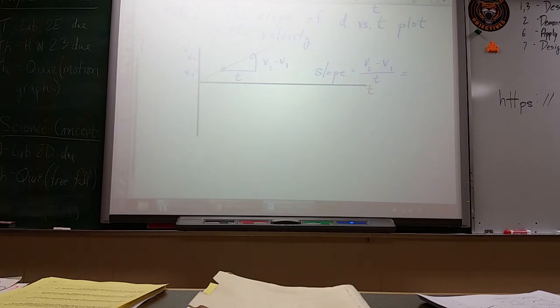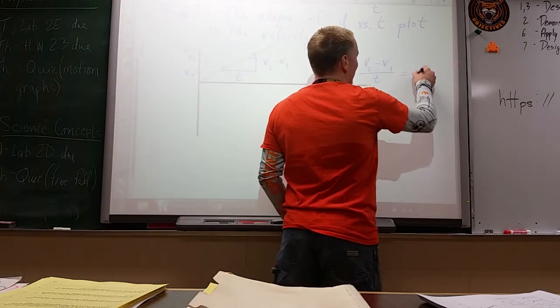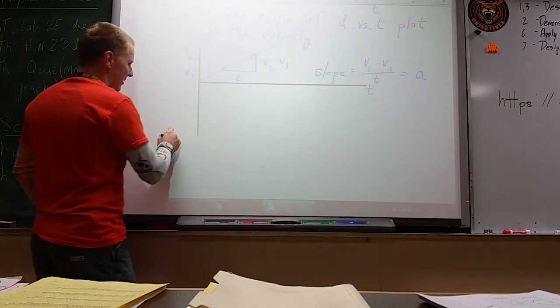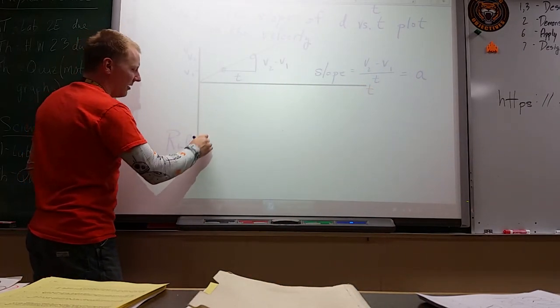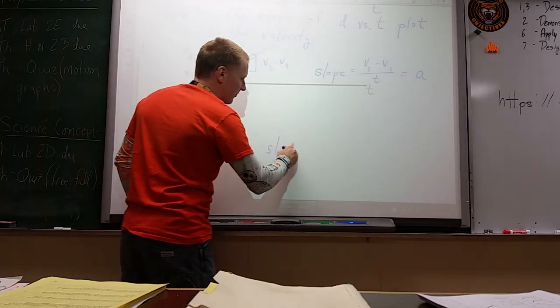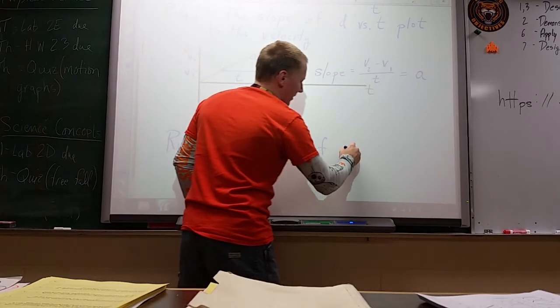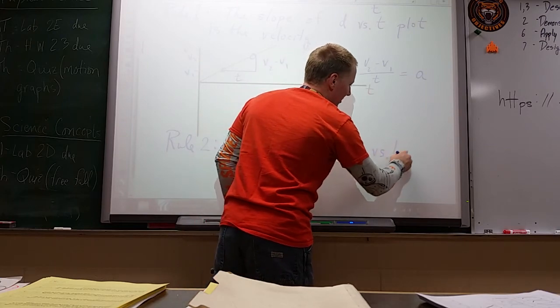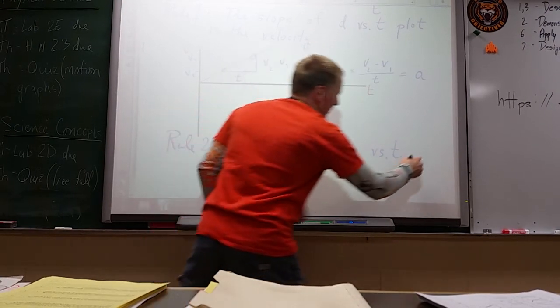What other characteristic do we have that's like that? Acceleration. That's our second rule: the slope of a velocity versus time plot is acceleration.